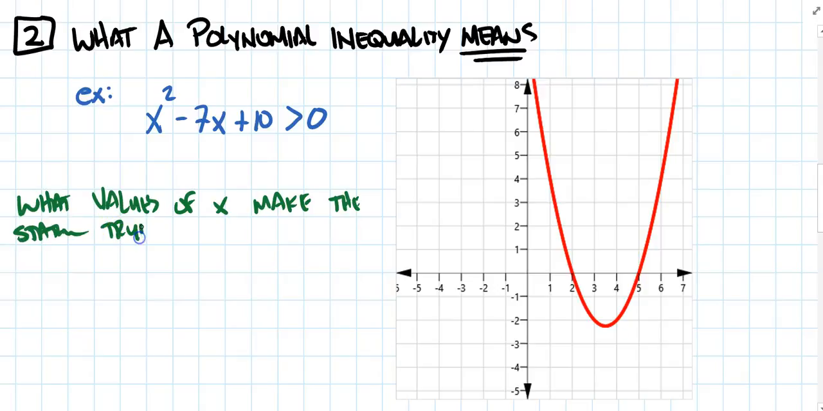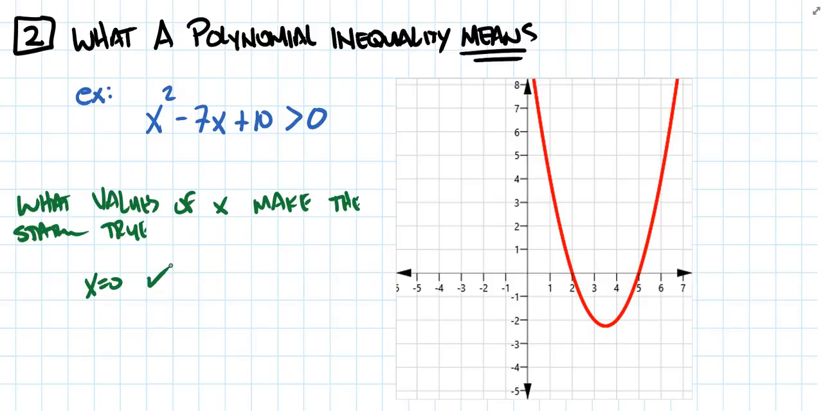Okay, so it means like if I were to plug in a value of 0 for x, like as an example, if x was equal to 0, I would get 0 squared, I get 0 minus 0, 10 greater than 0. Is 10 bigger than 0? The answer is yes, so x equals 0 is a solution. The question is, how do I talk about all of the solutions of the inequality?